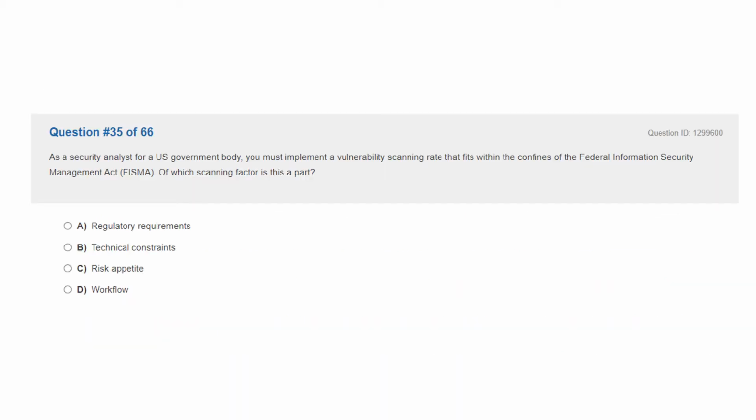Question 35. As a security analyst for a U.S. government body, you must implement a vulnerability scanning rate that fits within the confines of the Federal Information Security Management Act, or FISMA. Of which scanning factor is this a part?